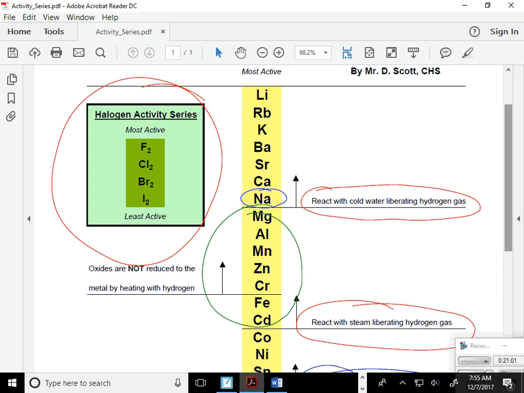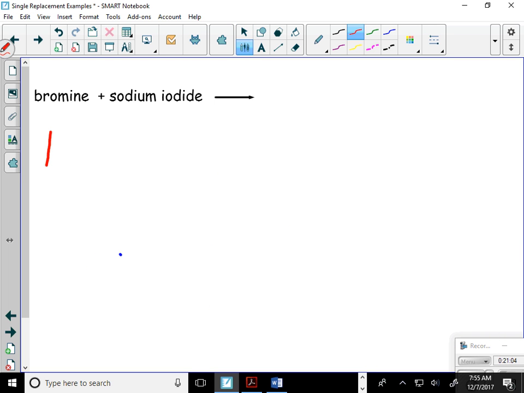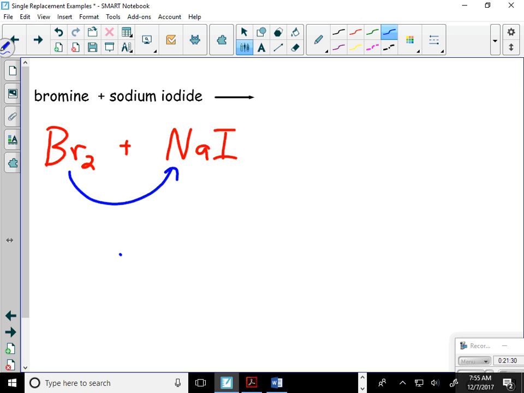So, what I have here, bromine. I know bromine's a super 7. Sodium iodide, NaI. So, I am trying to replace what with what? Iodide with bromine. Okay, a lot of people want to try to replace bromine with sodium. No, a halogen replacing another halogen. So I'm trying to replace iodine with bromine.